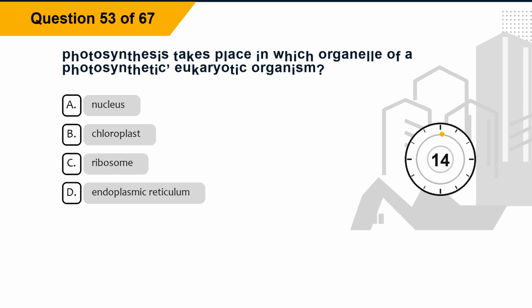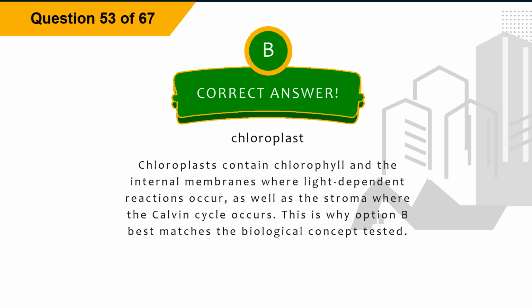Question 53. Photosynthesis takes place in which organelle of a photosynthetic, eukaryotic organism? Option A, nucleus. Option B, chloroplast. Option C, ribosome. Option D, endoplasmic reticulum. The correct answer is option B, chloroplast.